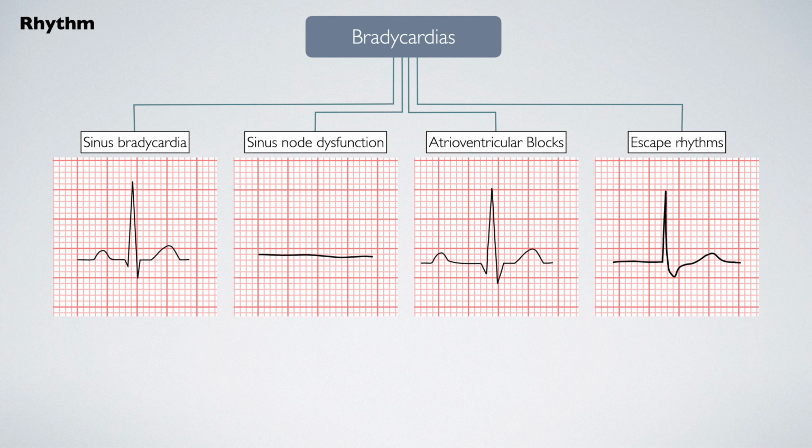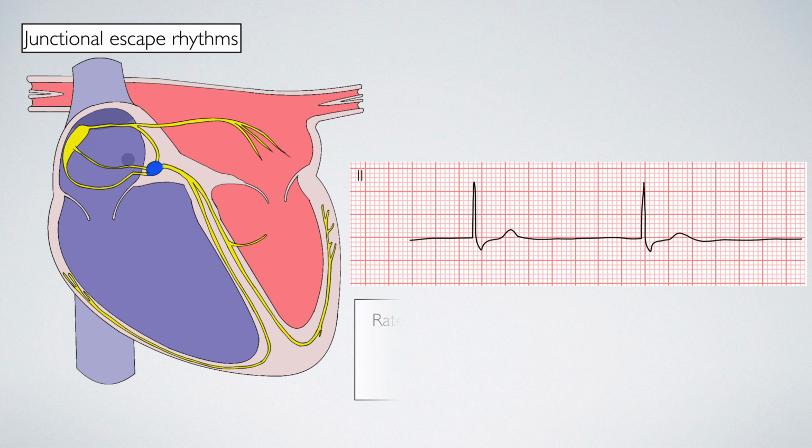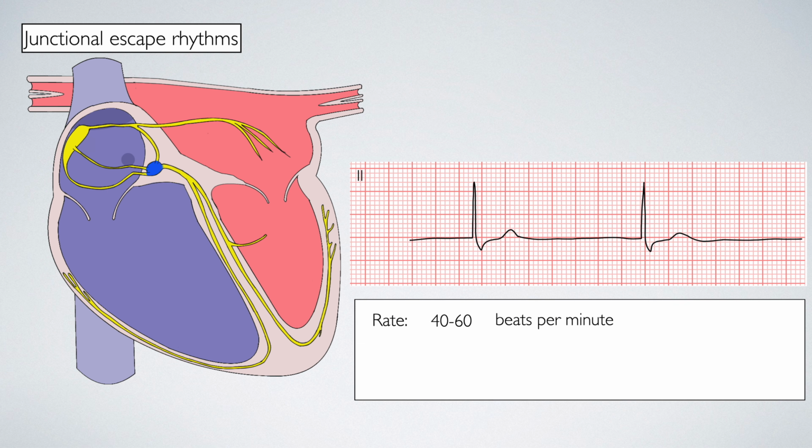Finally, let's talk about junctional escape rhythms. These present with a rate of 40 to 60 beats per minute. They are regular and classically present with absent or retrograde P waves. In our example here, the sinoatrial node is no longer able to generate impulses.